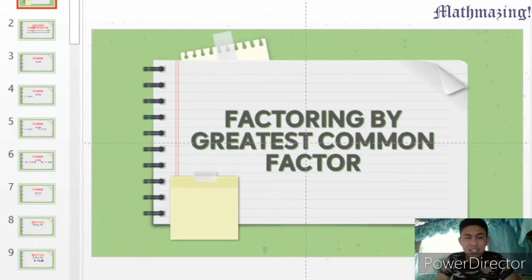Hi kids! In this lesson, we will focus on factoring by greatest common factor.